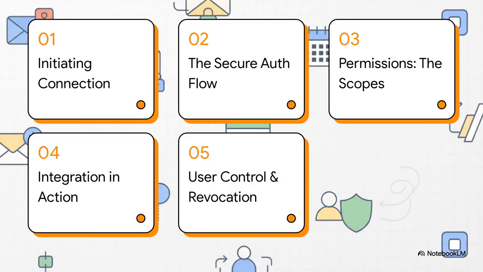We've broken this down into 5 simple sections. We'll start with how you kick off the connection, then we'll look at the secure authorization flow. After that, we're going to spend some really important time on the specific permissions we ask for. Then you'll see it all in action. And finally, we'll show you how you, the user, always have the final say and stay in complete control.